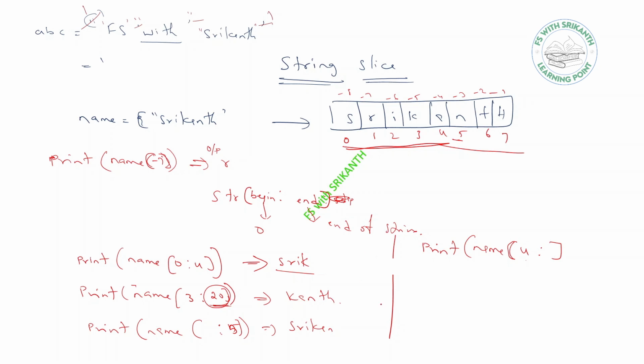Suppose I try to print name from 1000 to 10,000. What happened? It is not an error. It prints an empty string. Empty string it will print, not an error.